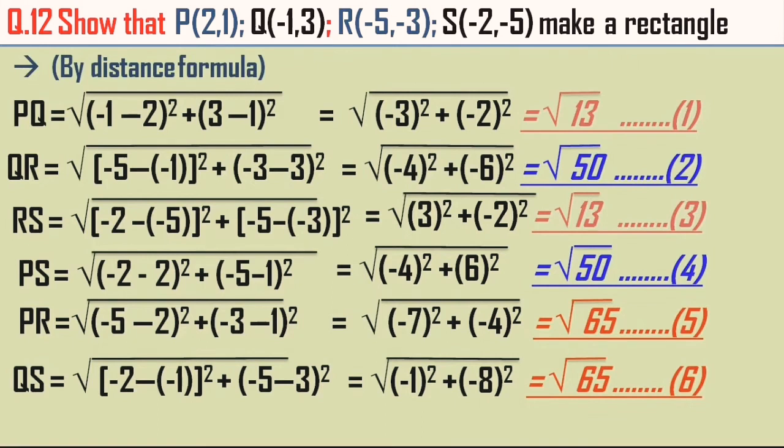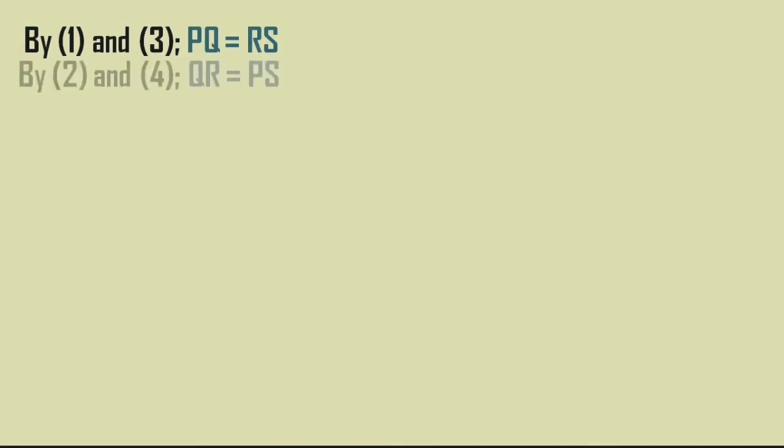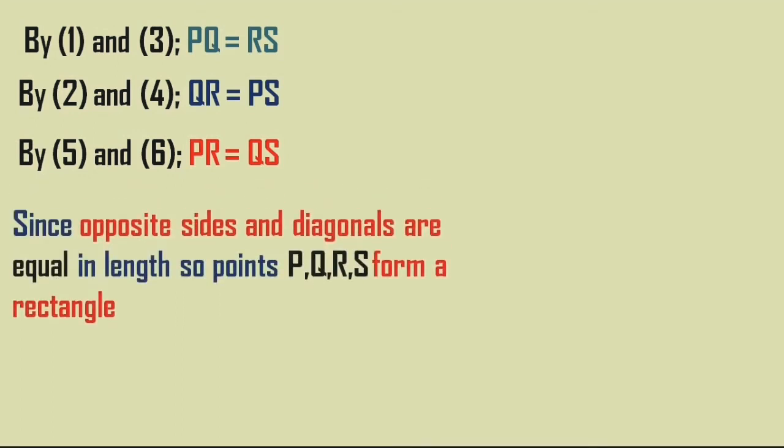So as a result, while writing the final answer, you have to conclude properly. So mention it with reason. By 1 and 3 we can say PQ equals RS. By 2 and 4 we can say QR equals PS. And by 5 and 6 we can say diagonal PR is equal to QS. So in this way, as opposite sides are equal and diagonals are equal, PQRS is going to form a rectangle, and in this way we have proved it.